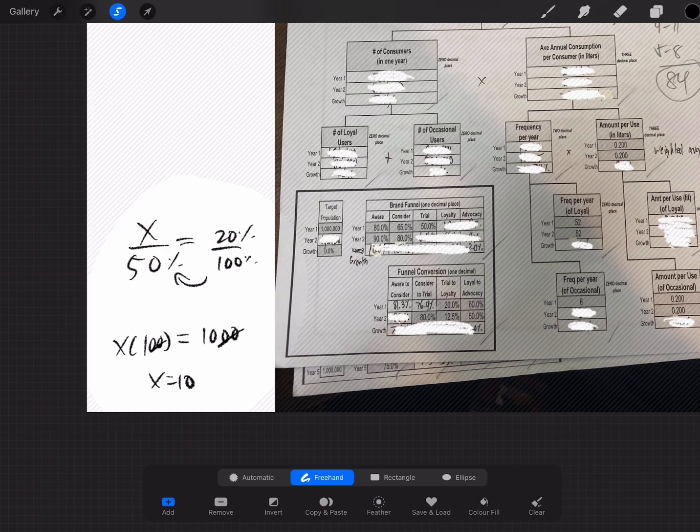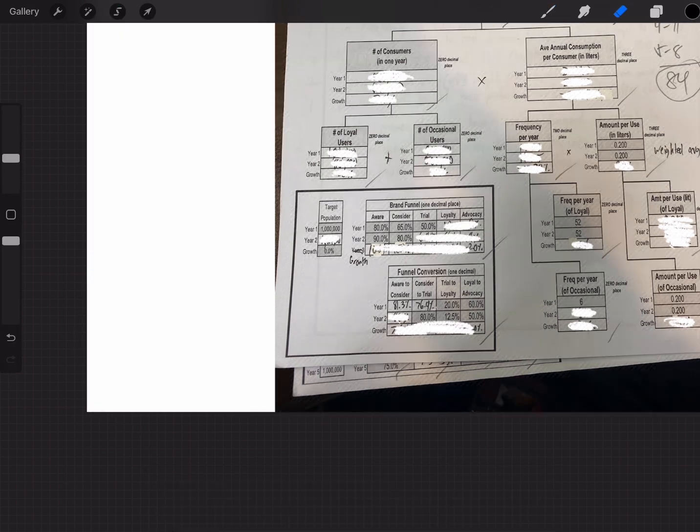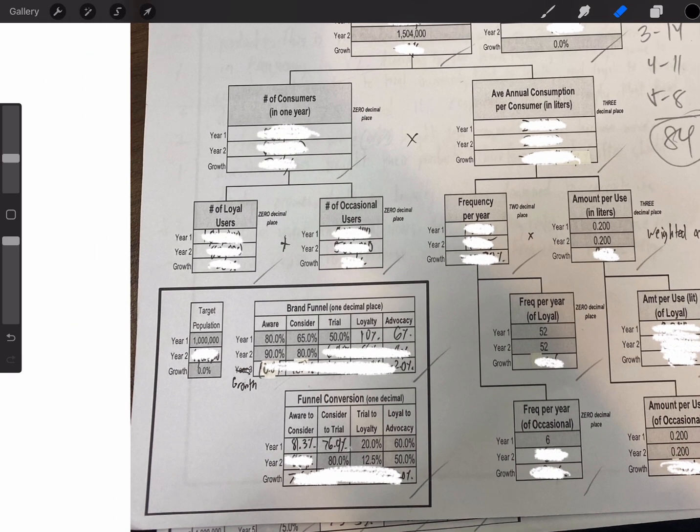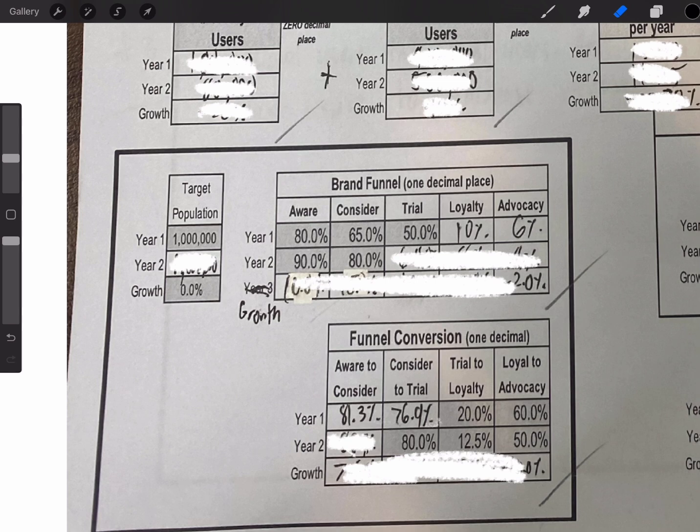So you can see here, we're going to do the exact same thing for advocacy. Same process, we're going to get 6%. And then we're going to do the number of consumers in a year. So actually, if you pay attention to this left-hand side, you'll notice it says growth is 0%, which means that this is just the same as year 1 million.